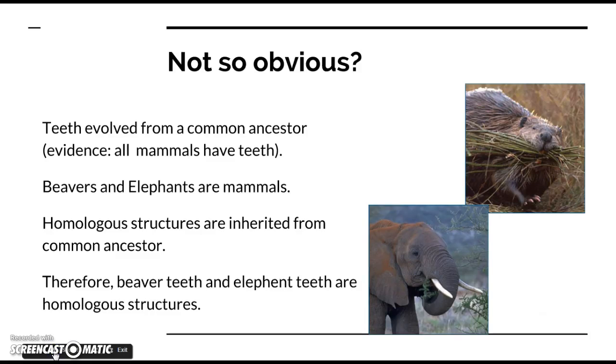All mammals have teeth, so teeth come from a common ancestor. Even baleen whales have teeth, they just don't develop very much. Beavers and elephants are both mammals. They have fur. They bear live young. They nurse their young. Homologous structures are inherited from a common ancestor. Therefore, beaver teeth and elephant teeth are homologous, even though they're used in very different manners.